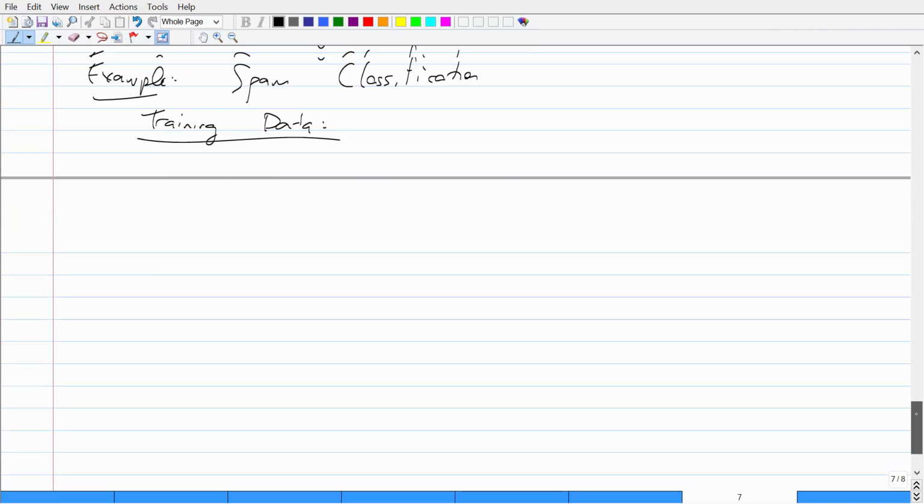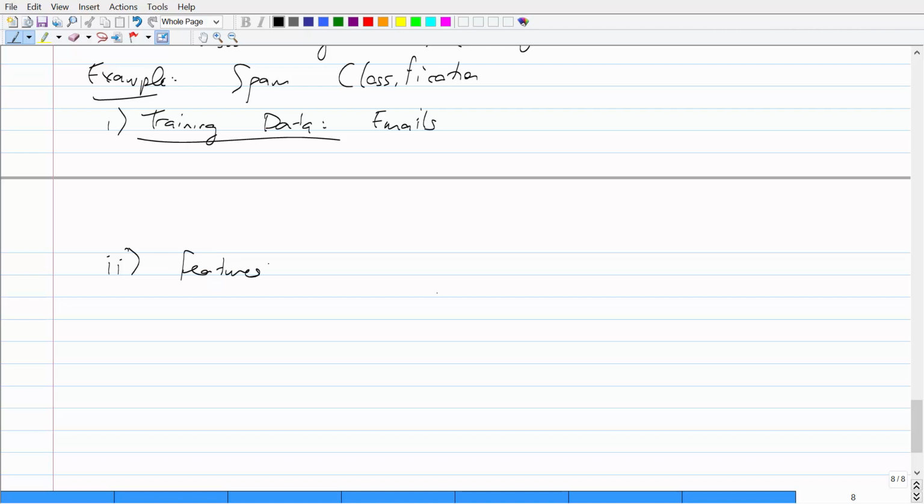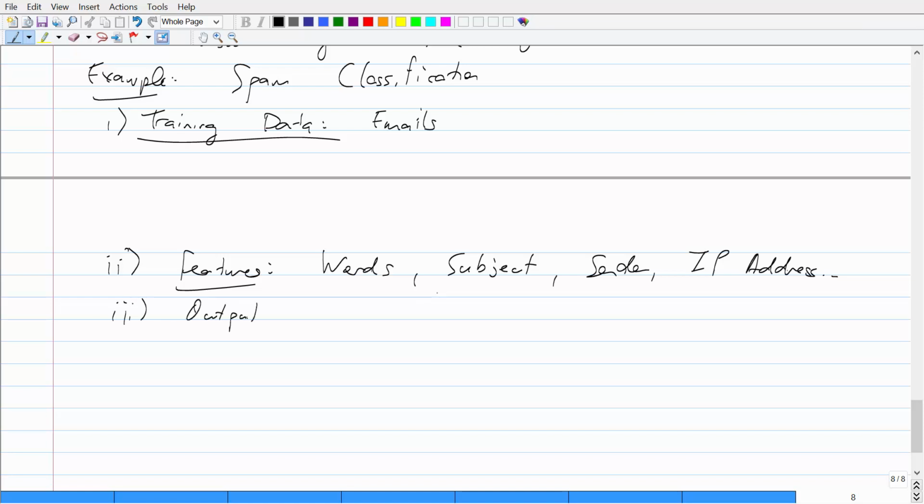So training data, emails. All right? And then you also have features, which could be words. So words, the subject, win $1 million now, or enlarge your thing size, right? So you probably don't want that stuff in your email. The sender, the IP address, and so on. Okay? And the output label will be whether or not this email is spam or non-spam. Okay? So output label: spam or non-spam.